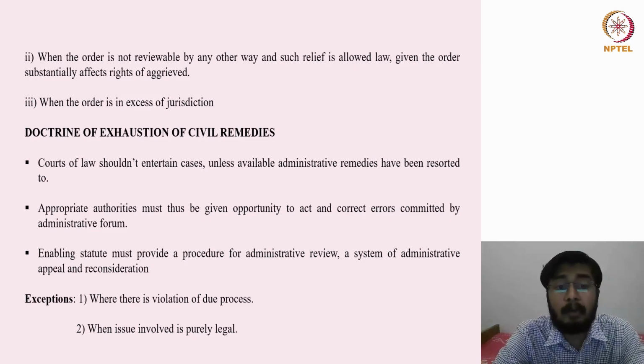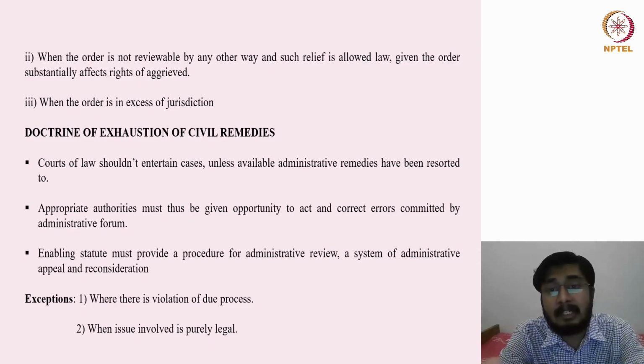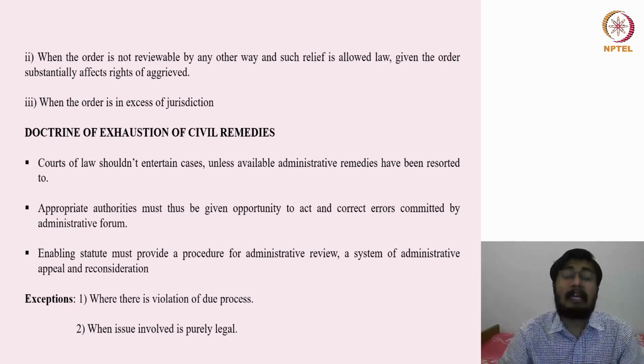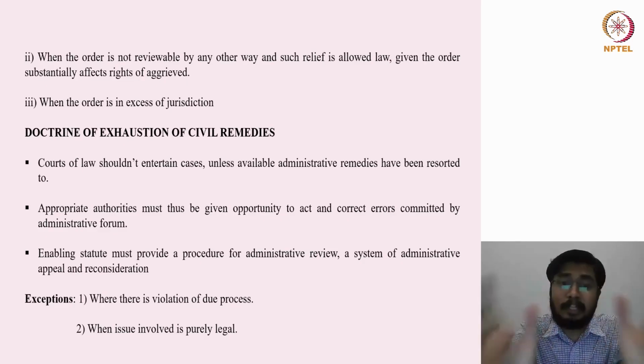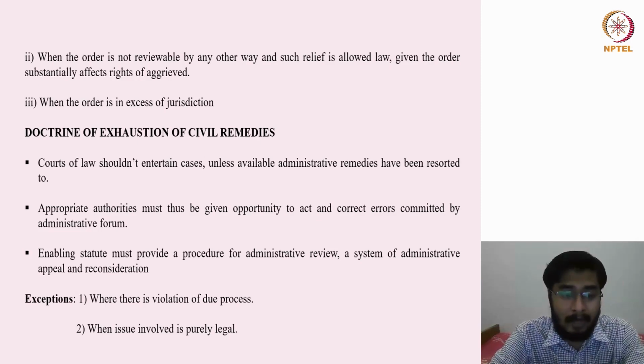Next, appropriate authorities must be given the opportunity to act and correct the errors committed by the administrative forum. If there is an error in the order, the administrative authorities should be given the responsibility and also the chance to correct the same and then bring it forward. Third, the enabling statute must provide a procedure for administrative review, a system of administrative appeal and reconsideration. So the judicial action must be complete in all its facets.